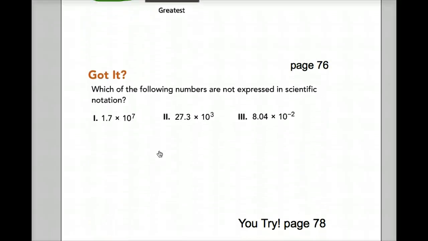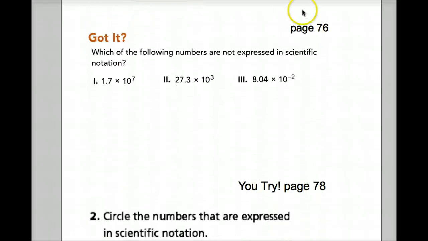Okay, now move on to Got It, page 76 again. Which of the following numbers are not expressed in scientific notation? Well, we know we have to have a number first between 1 and 10. It has to be times the number 10, and then it has to have an integral exponent, an exponent that is an integer. So this matches all of those. So this one is written in scientific notation. It has a number between 1 and 10 times 10, and then has an integer as an exponent.